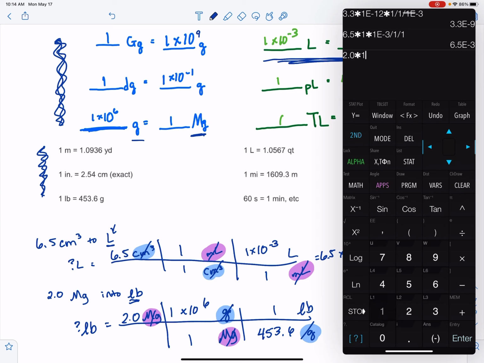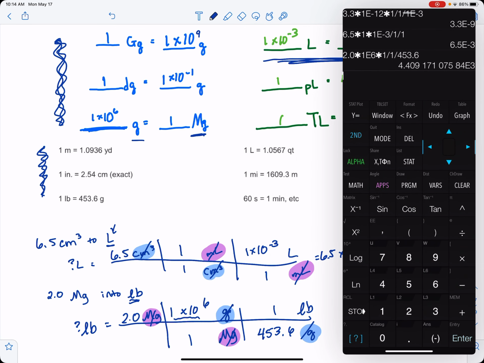2.0 times 1, E key, exponent key, and then 6. That's, again, I'm representing that. Times 1, again, you don't have to put the 1 in, divided by 1. Divided by 453.6.